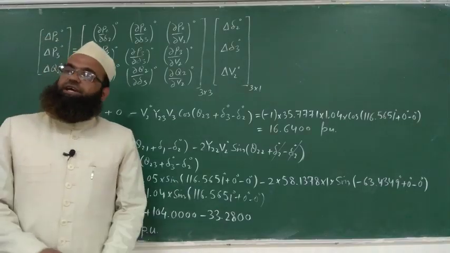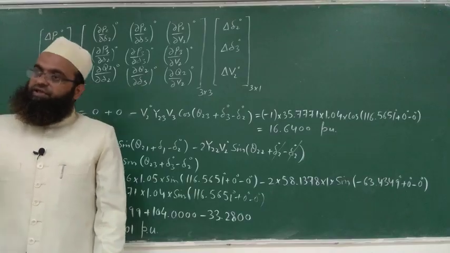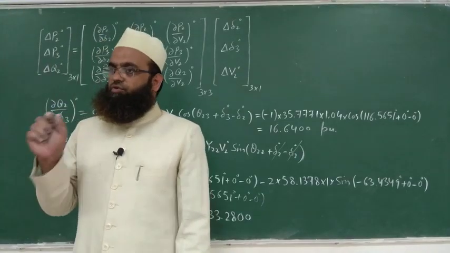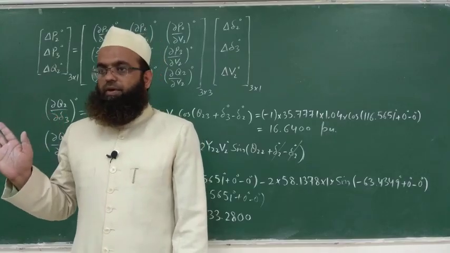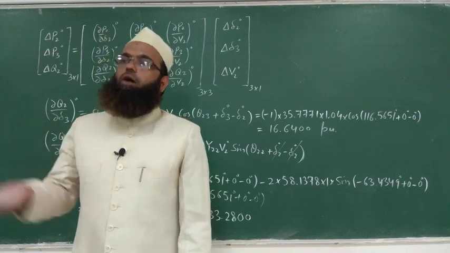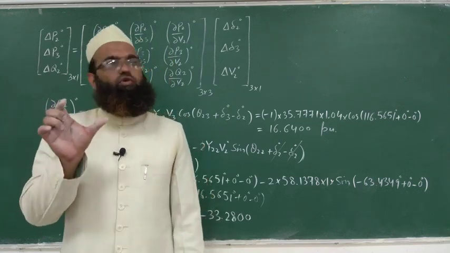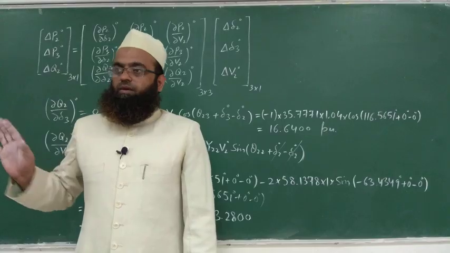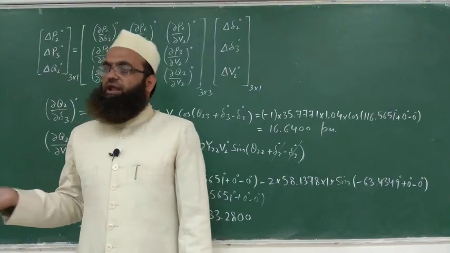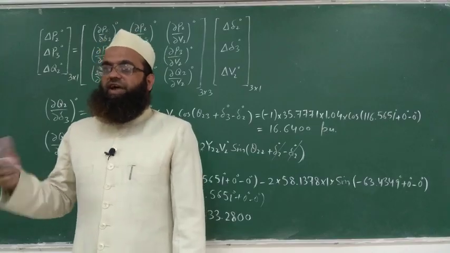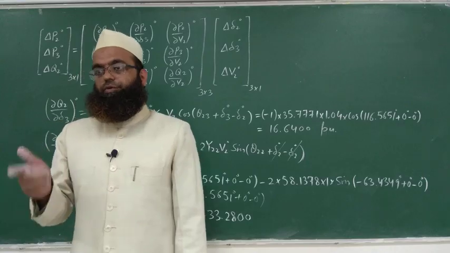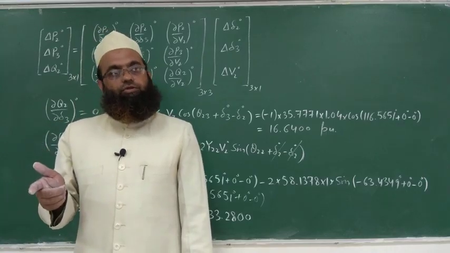And then we will check the limits. If it is coming out to be within the limits Q3 min and Q3 max given in the problem, 1 per unit and 1.5 per unit, right? If it is within these two limits, then okay, this is a PV bus, otherwise it will be treated as a PQ bus, and again we need to evaluate the variables corresponding to the PQ bus, V3 and delta 3, right?